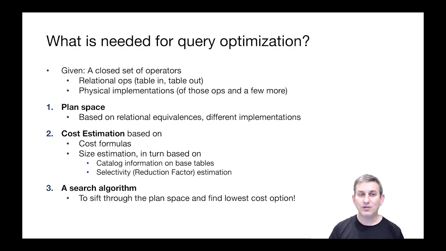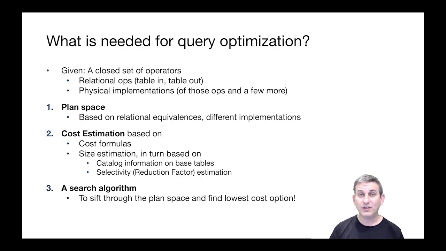All right, given that closed set of operators, we have a plan space, which is all of the possible query plans that produce the correct answer to a query. And that space is defined by the relational equivalences and then the physical equivalences of the implementations of those relational operators. The second thing we need, which we haven't talked about yet, is cost estimation.